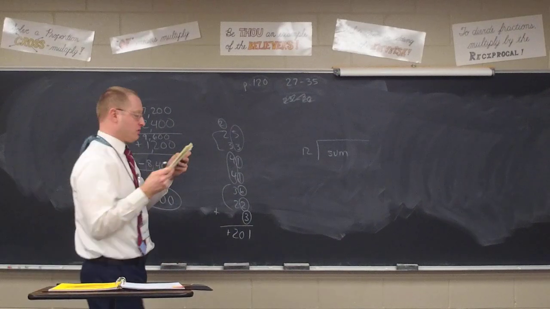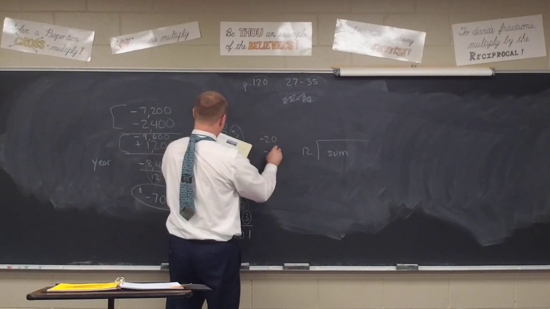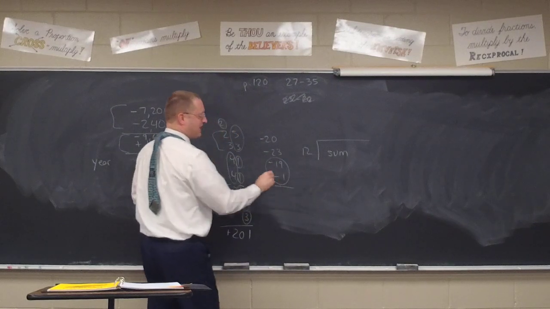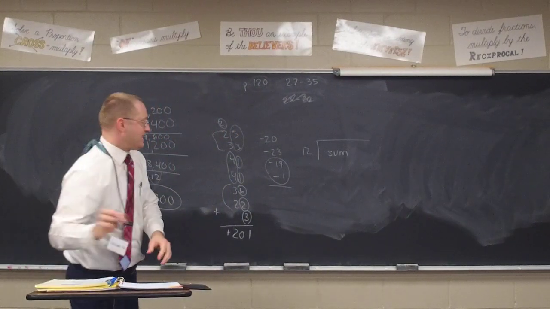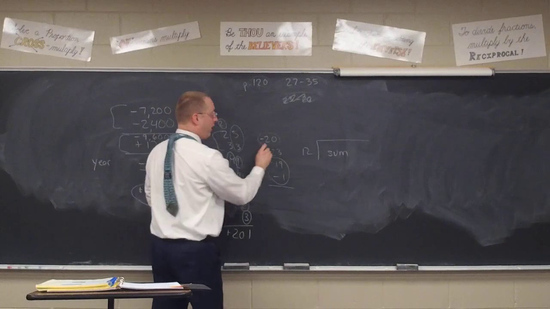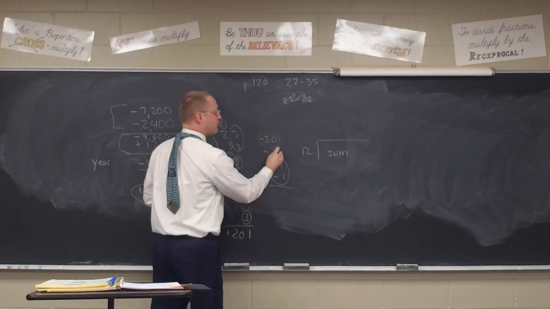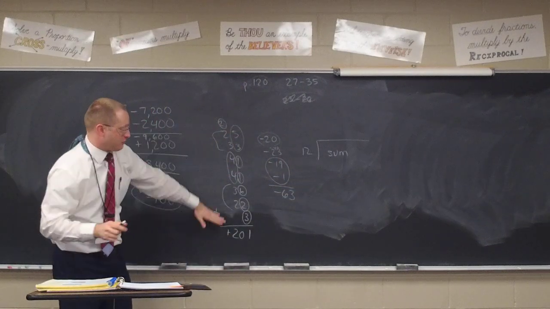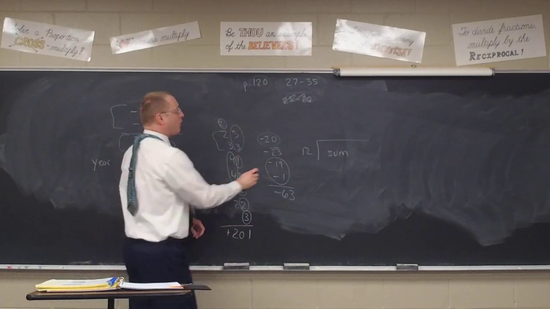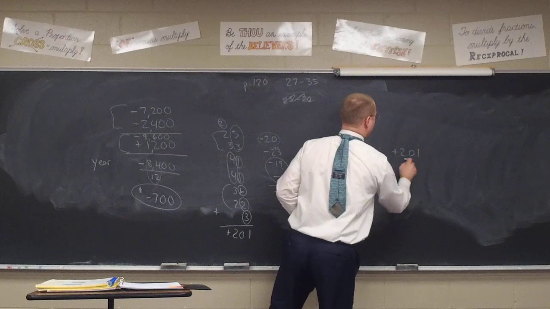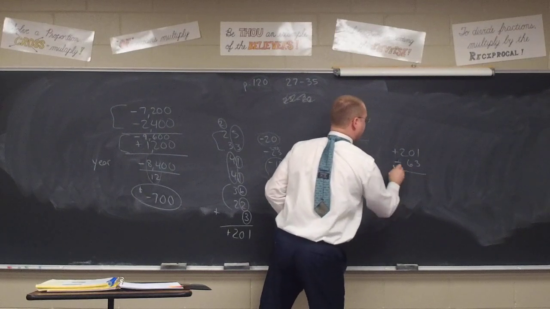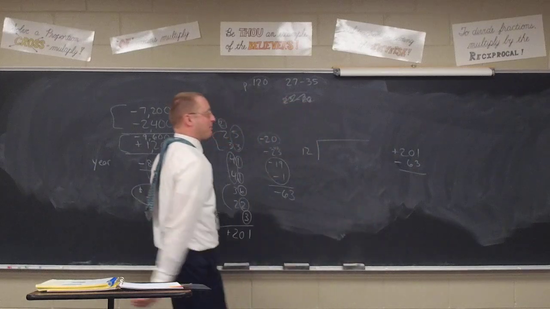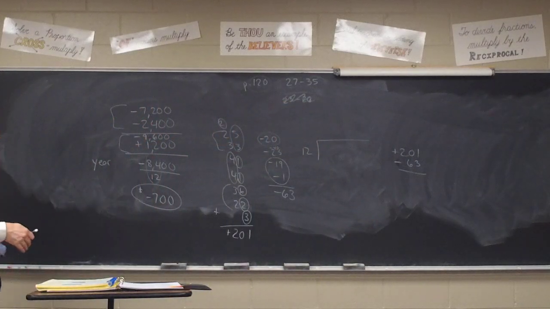Now let's look at our negatives. We've got negative 20, negative 23, negative 19, and negative 1. Well, let's start with the negative 19, negative 1, class. That's negative 20. Negative 20 and negative 20. Negative 40. Negative 40 and negative 23. Negative 63. So we get all our positives together, get all your negatives together. Now, put the positive with the negative at your seats. What is the actual sum of all these minimum temperatures for each month?